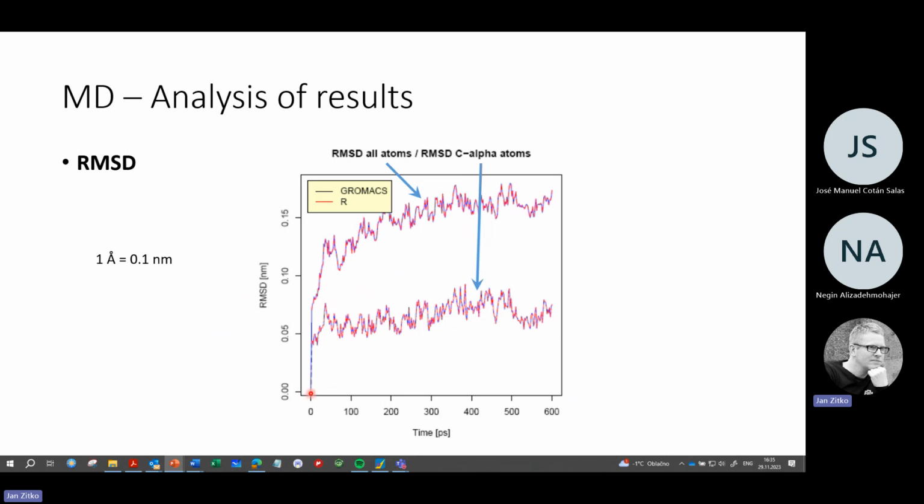So this is our original minimized structure. Then you start the simulation, huge jump, then some modifications, and let's say from here we might consider it equilibrated. It does not change much.